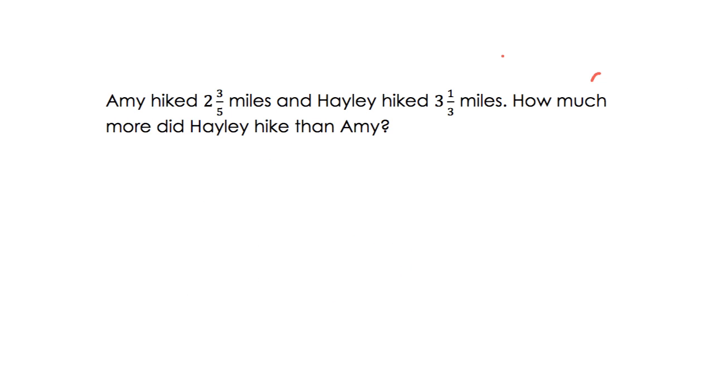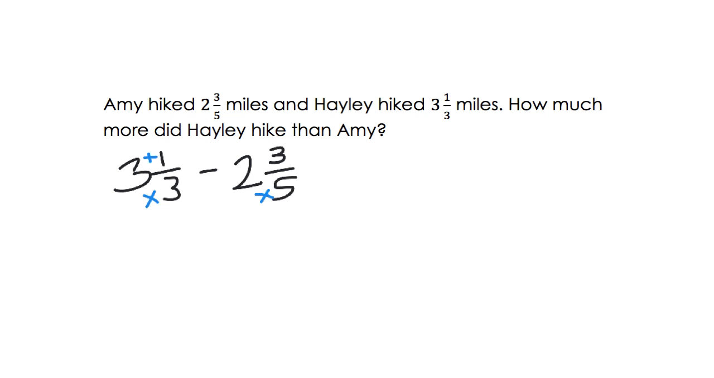Okay, our last problem is going to be Amy hiked 2 3/5 miles and Haley hiked 3 1/3 miles. How much more did Haley hike than Amy? I'm going to have to subtract these two to see how much more Haley hiked than Amy. So I'm going to do 3 1/3 minus 2 3/5. So my first step is going to be to make them improper. So I'm going to multiply and then add.